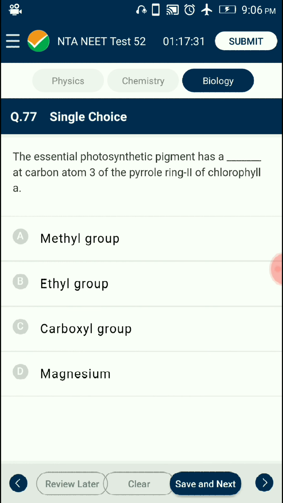Question number 77. The essential photosynthetic pigment has a blank at carbon atom 3 of the porphyrin ring 2 of chlorophyll A. There are two main types of chlorophyll, chlorophyll A and chlorophyll B. Chlorophyll A consists of a methyl group whereas chlorophyll B has an aldehyde group. The chlorophyll molecule is chemically composed of two parts: a tetrapyrrole head, the porphyrin ring, and attached to it a long hydrocarbon tail called phytol. Magnesium is present in the center of the ring, whereas the methyl group is attached to its side chain, which is replaced by an aldehyde group in chlorophyll B. So the answer is option A, methyl group.